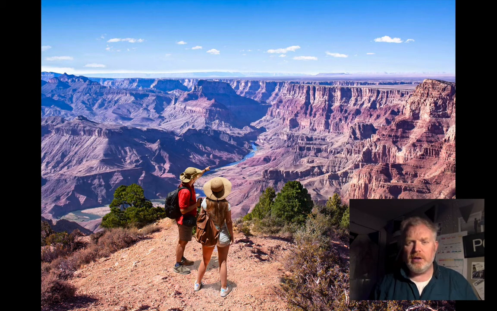I've shown you a picture here of the Grand Canyon in America because it's a spectacular slice through hundreds of millions of years of geological time. But let's get stuck into understanding something a bit more about geological time.